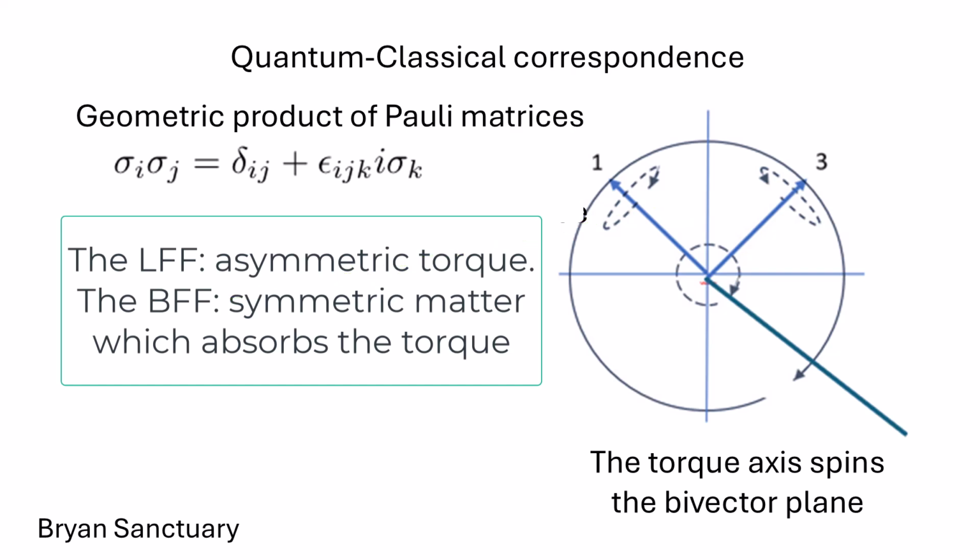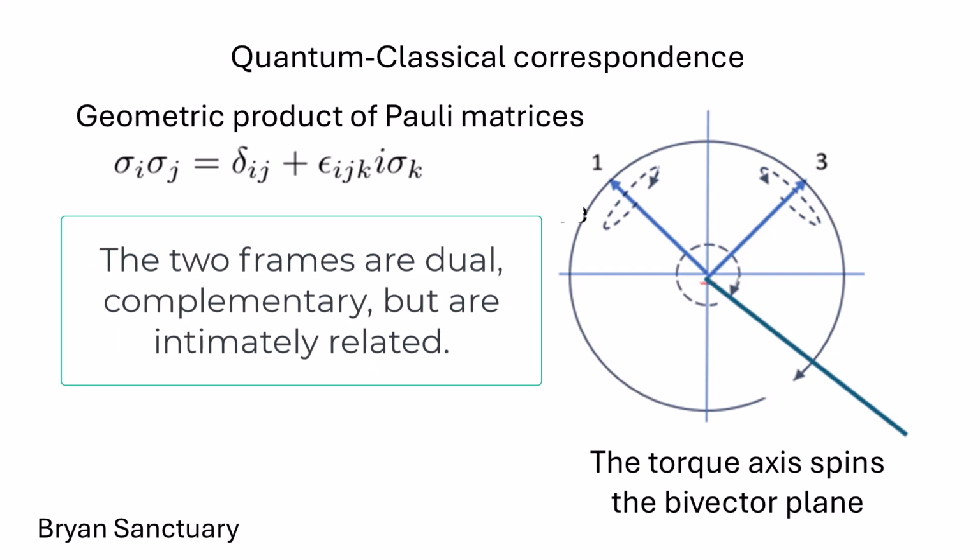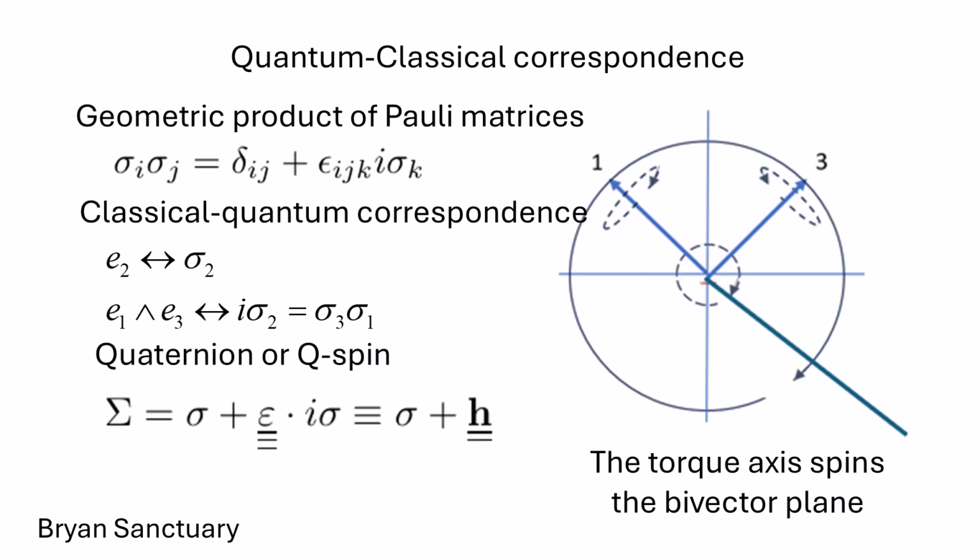That is, the internal bivector engine is in the body fixed frame, and the torque, or the force, is in the laboratory fixed frame. Both exist simultaneously and indeed are intimately related. The two spaces are dual and complementary, but not exclusive, as Bohr believed. After studying the classical bivector, the correspondence to quantum naturally follows, and I just wrote them down.